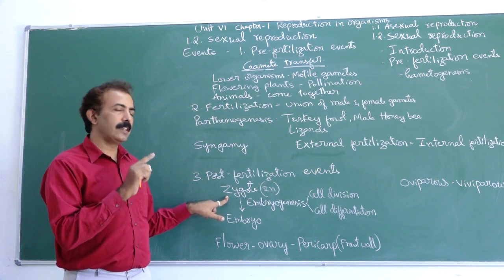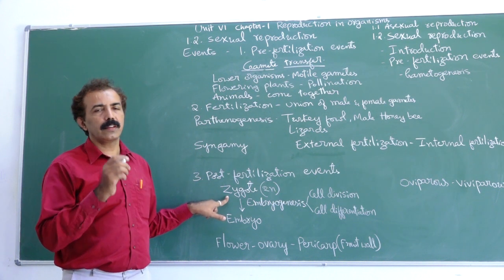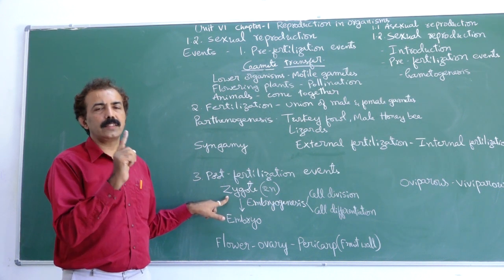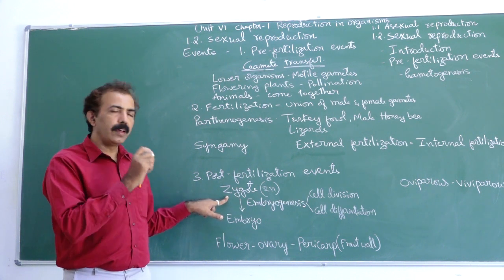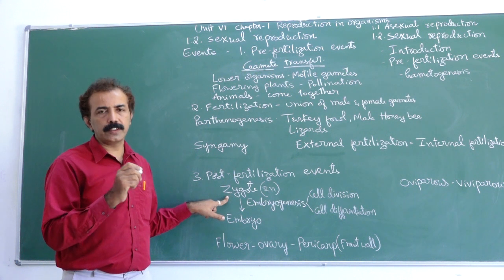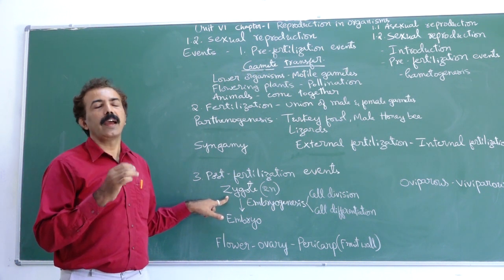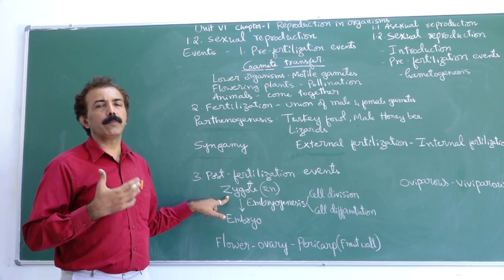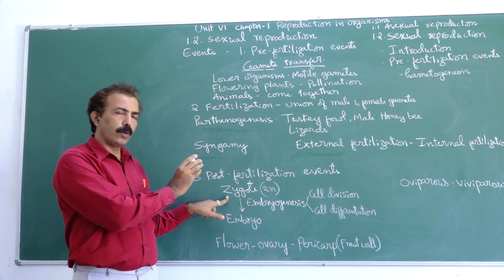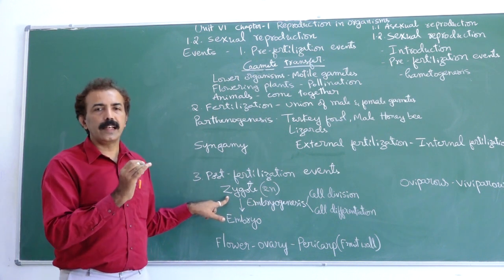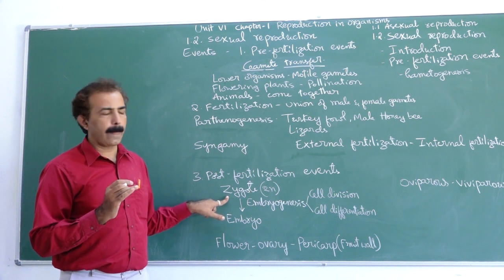This cell is a starting cell. We all started our lives as one cell and that one cell is zygote. This zygote, through repeated cell divisions, produces millions and millions of cells, and that makes your body. You are made up of millions of cells. All those cells have come from zygote due to repeated cell division. The type of cell division is mitosis.